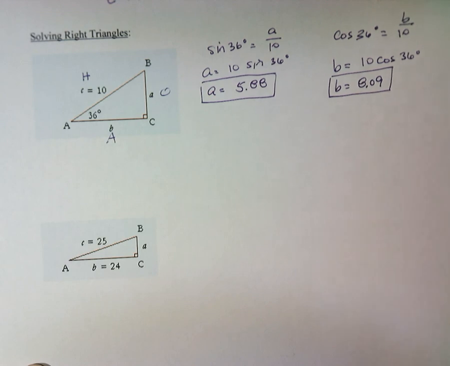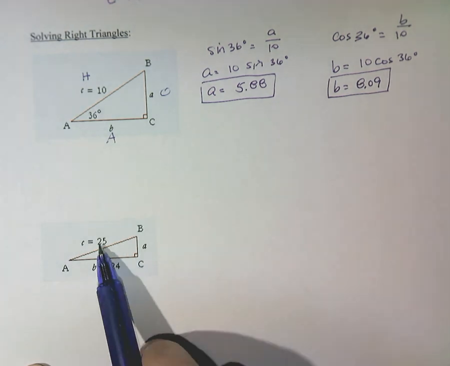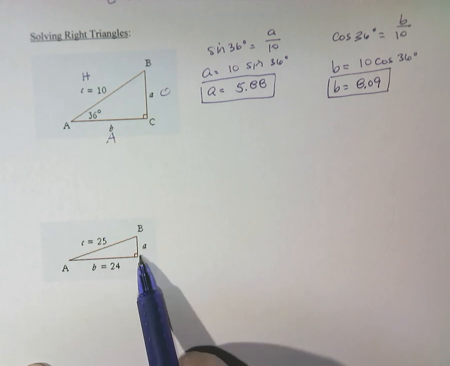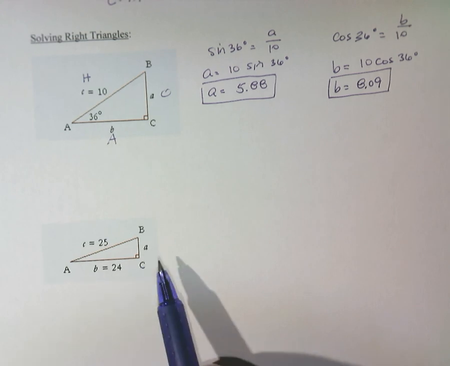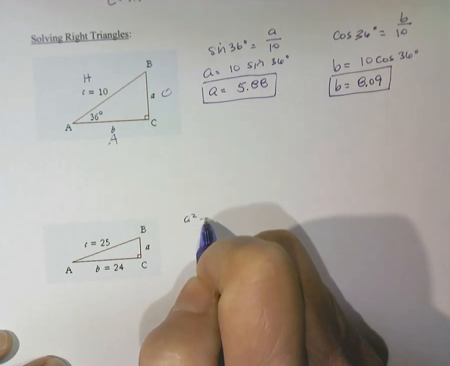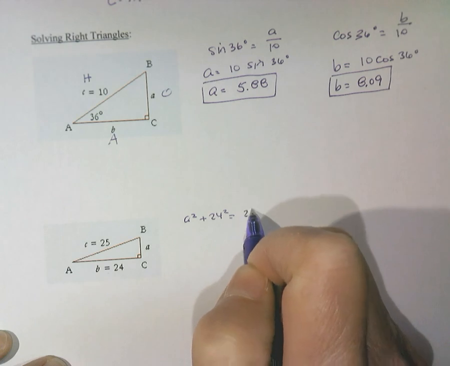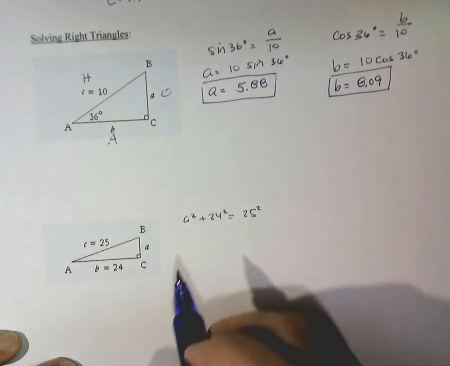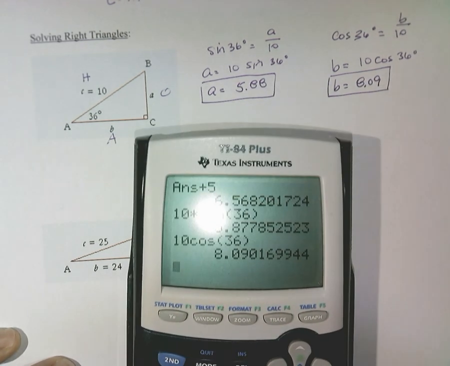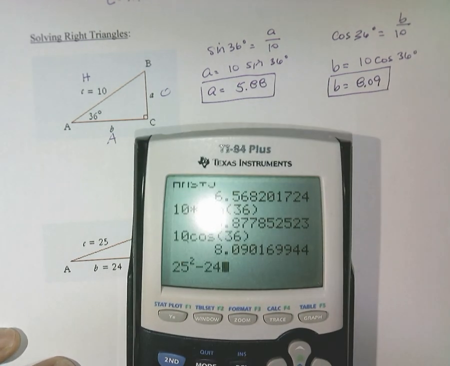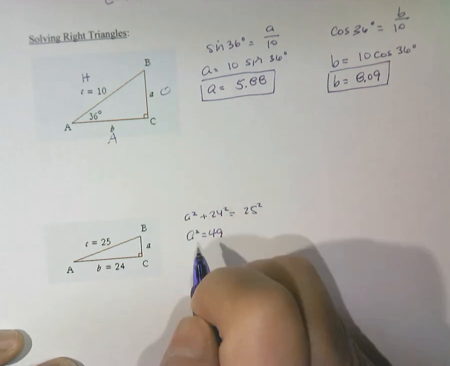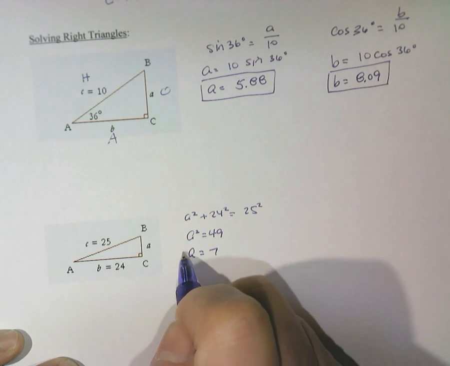This next one, I've got 2 sides, and I can find the third side using the Pythagorean theorem. So I know A squared plus 24 squared equals 25 squared. So A squared is equal to 25 squared minus 24 squared, which is 49. So A is equal to 7.